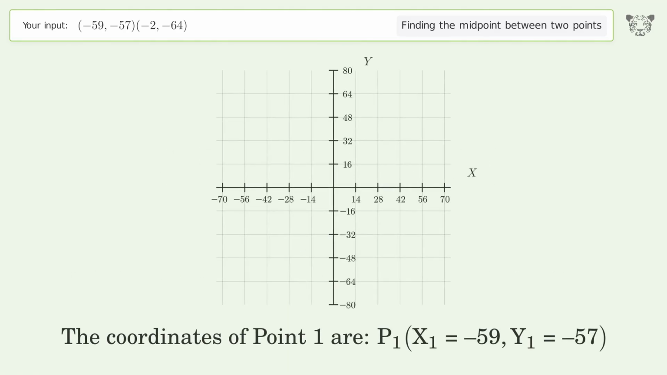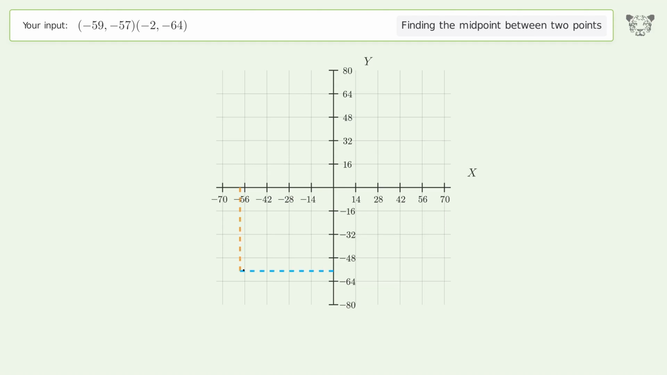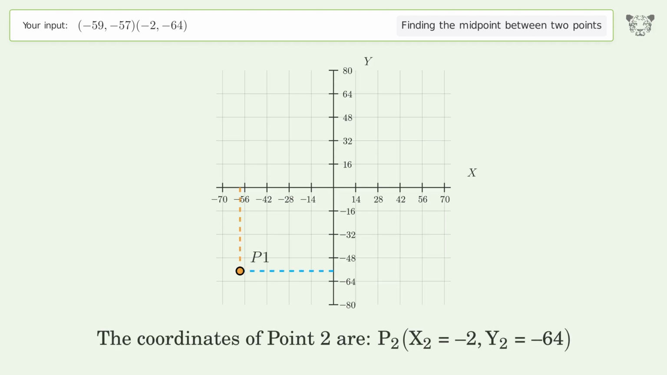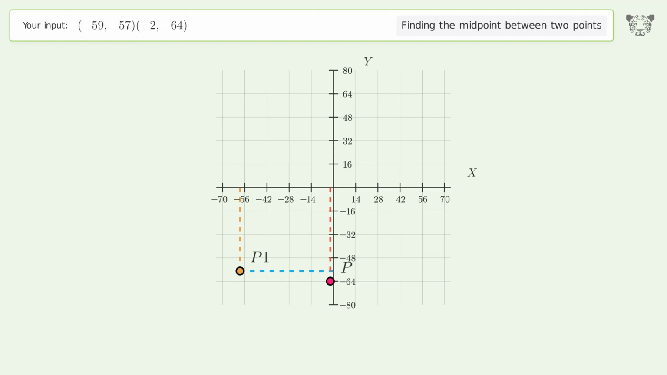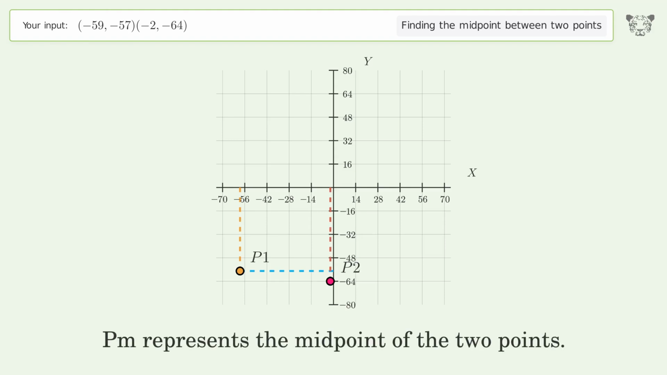The coordinates of point 1 are, x1 equals negative 59, y1 equals negative 57. The coordinates of point 2 are, x2 equals negative 2, y2 equals negative 64. PM represents the midpoint of the 2 points.